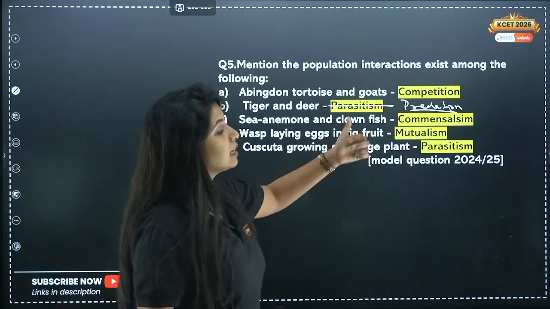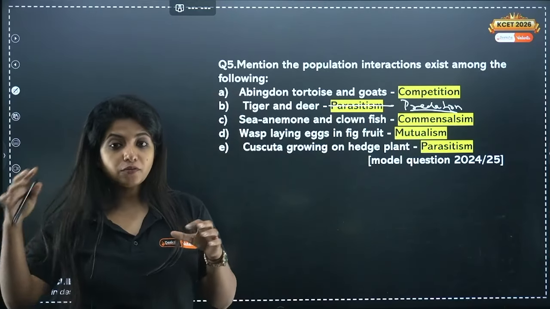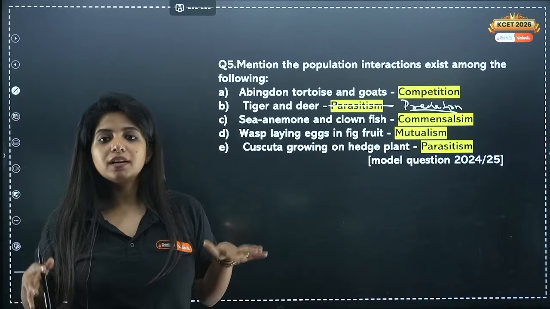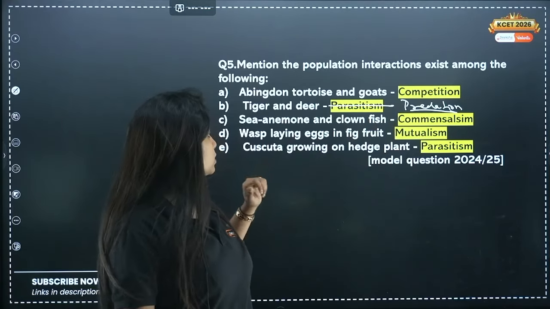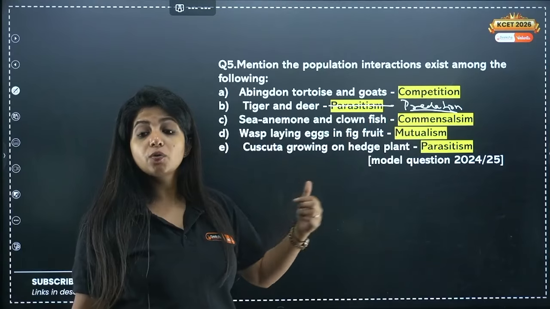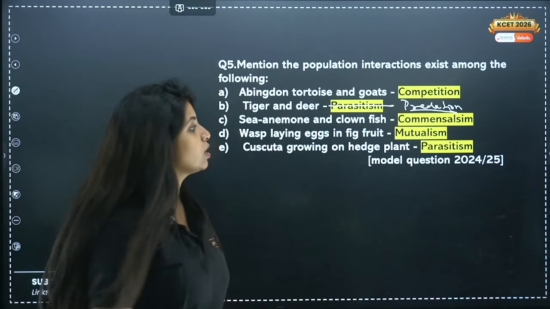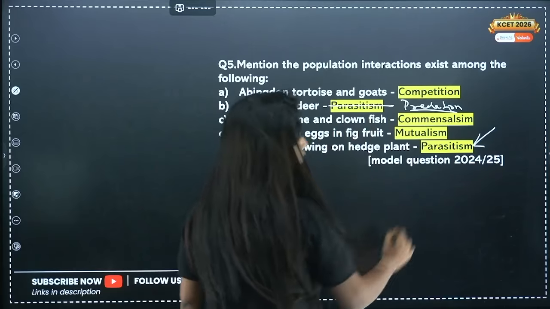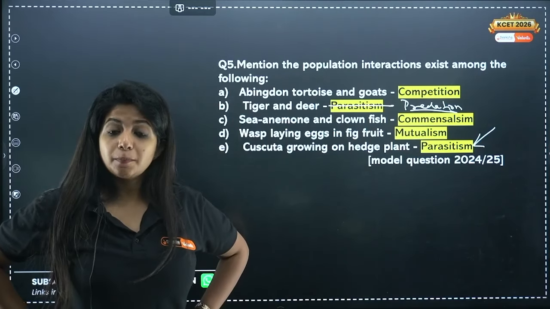Sea anemone and the clownfish. I told you the clownfish is between the tentacles of the sea anemone. So the clownfish gets the protection, but the sea anemone is neither harmed nor benefited, so commensalism. Wasp laying its egg in the fig tree. It is mutualism. Cuscuta growing on the hedge plant. So cuscuta which grows on the hedge plant shows parasitism.